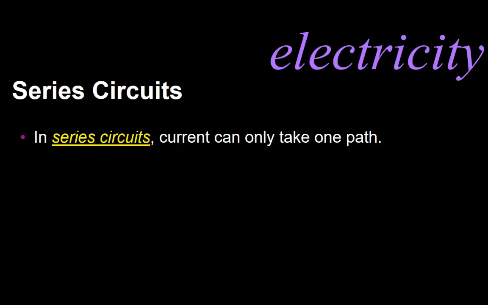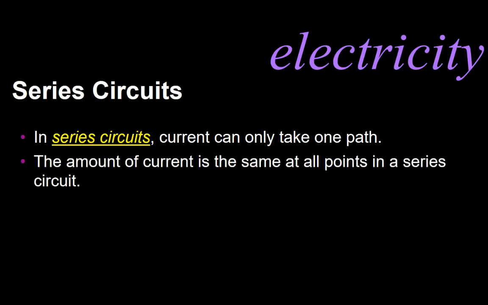So let's start by taking a look at series circuits. As we mentioned, it only has one path by which the current can travel, and the amount of current is going to be the same at all points in a series circuit. Let me say that again. The amount of current is the same at all points in a series circuit.